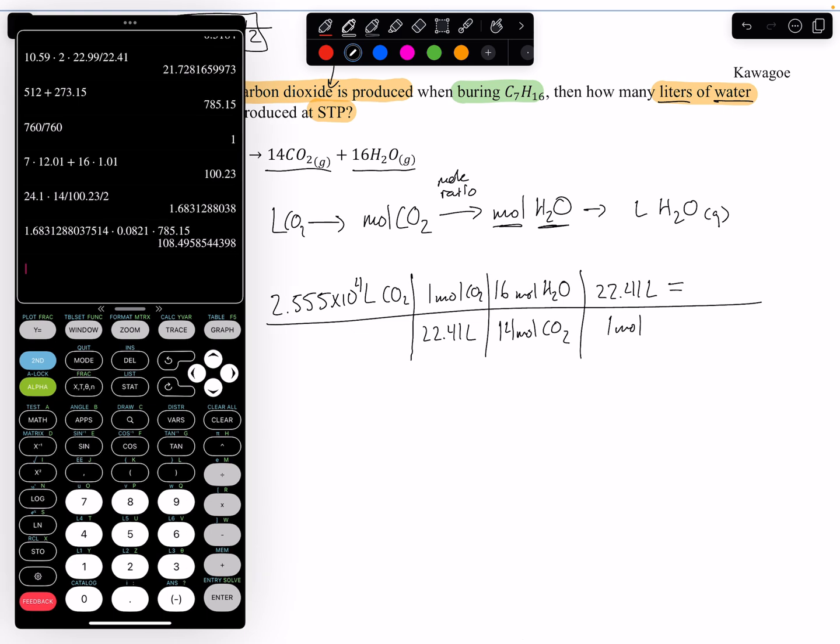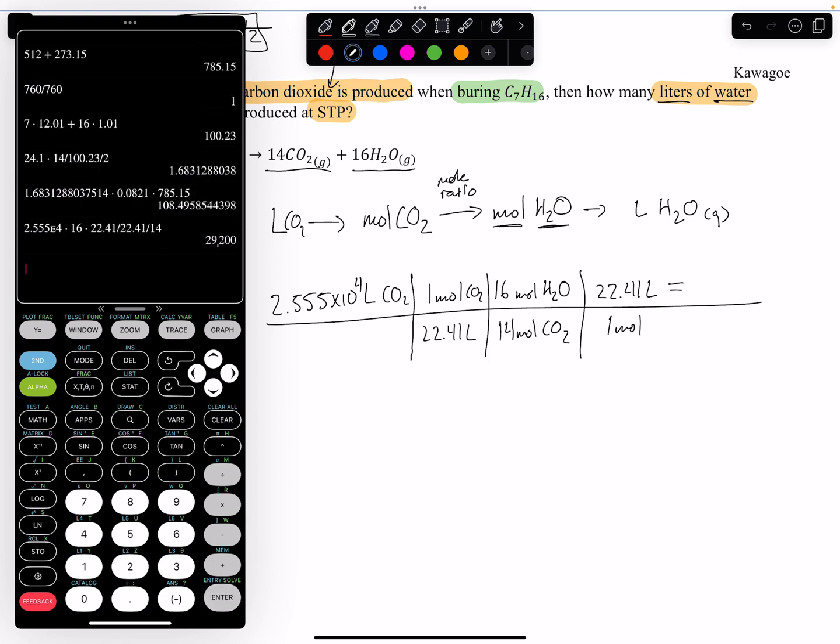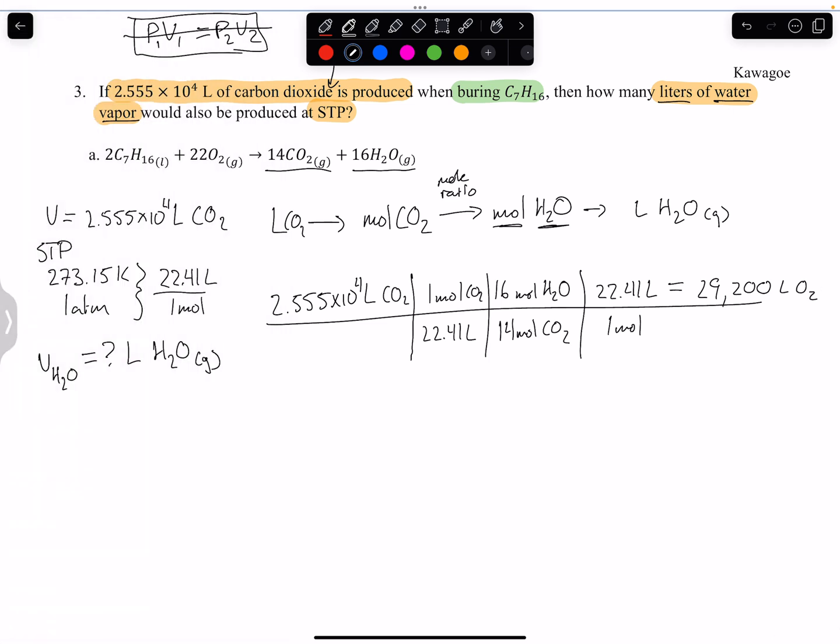Again, remember you can pause at any time. So 2.555 E to the 4 times 16 times 22.41 divided by 22.41. So did I really need to do either of those 22.41s? Not for the math to work out, but for the units to work out, we did. That's a lot of water: 29,200 liters of, sorry, not oxygen, water.